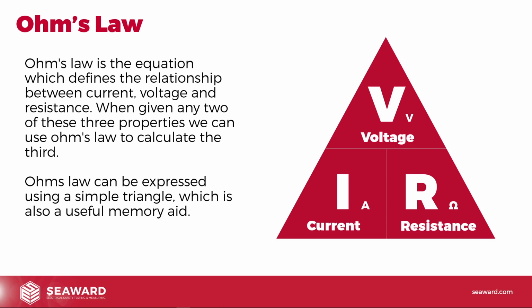On the right hand side here you've got the Ohm's law triangle, which is a good way to work out the equations, but it's also a very good memory aid. I've laid out the triangle here, and we've got VIR, voltage, current and resistance, and we've also got the units, volts, amps, ohms on there.